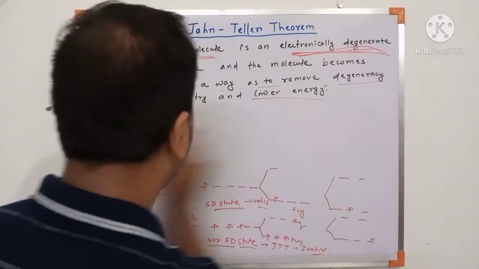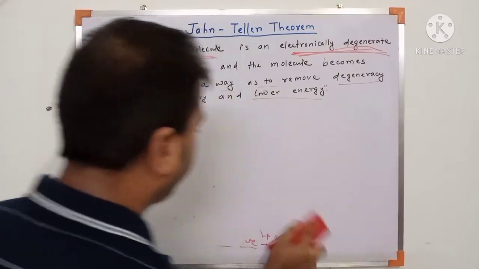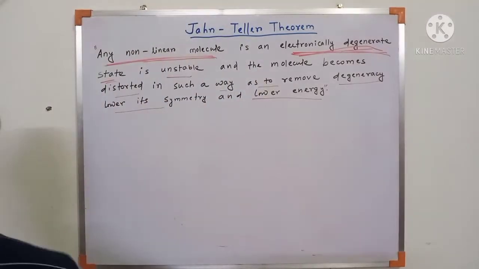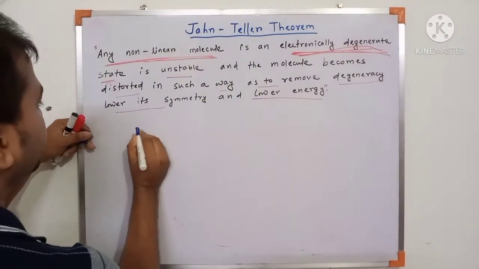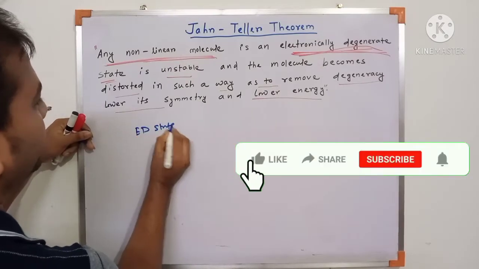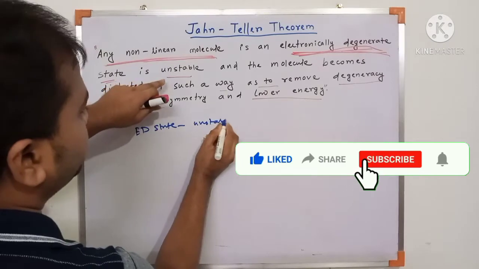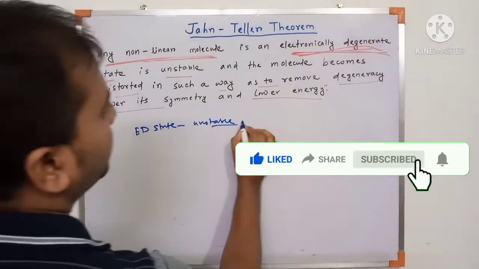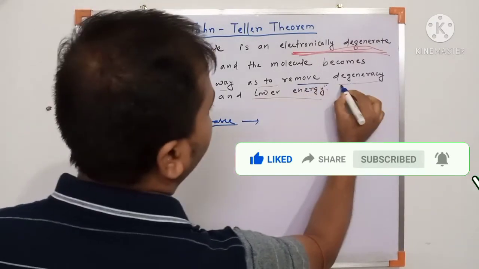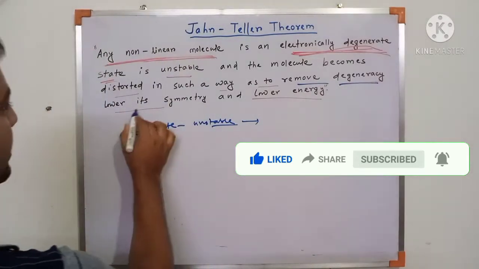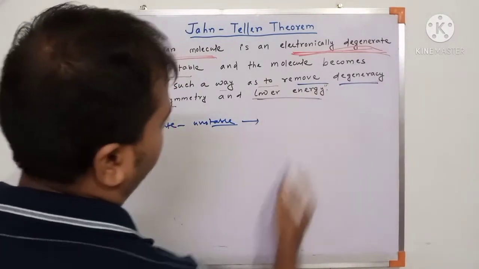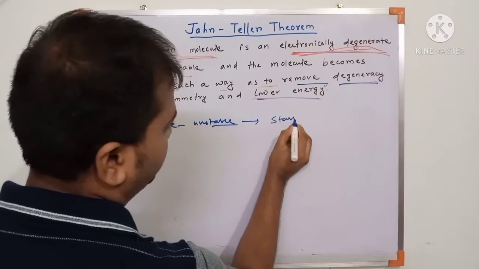Now, in an ED state, the electronically degenerate state is an unstable state. So it forms a lower symmetry, removes the degeneracy and lowers the symmetry to form a lower energy. This is the stable state.